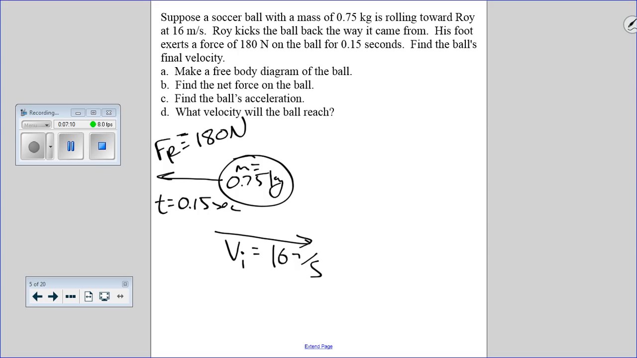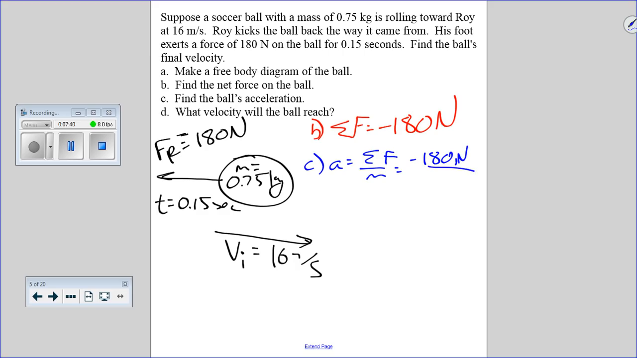All right, so A says to make a free body diagram of the ball. So you're going to have Roy's force and then gravity and normal force, which cancel out. So we'll count that as being done. All right, part B wants us to find the net force. Well, our net force is just going to be negative 180 newtons, right? Because the only force affecting the motion really is Roy's force, right? Okay, well, so then for part C, we can find the acceleration. Acceleration is net force over mass, so negative 180 newtons over 0.75 kilograms gives us negative 240 meters per second squared, right? Because the velocity of the ball is going to change very quickly under the force of Roy's foot.